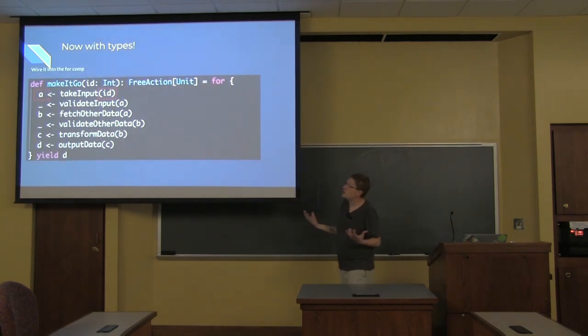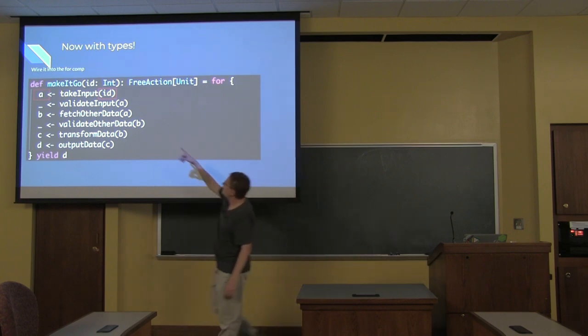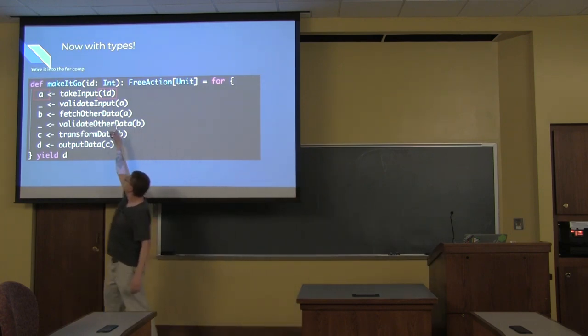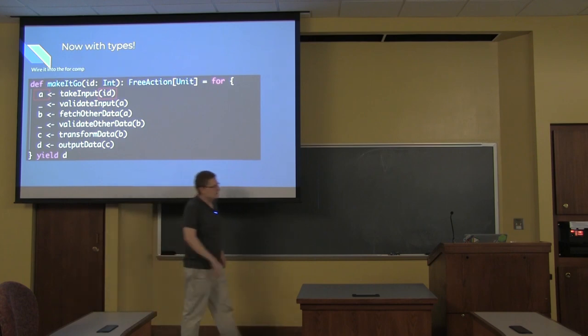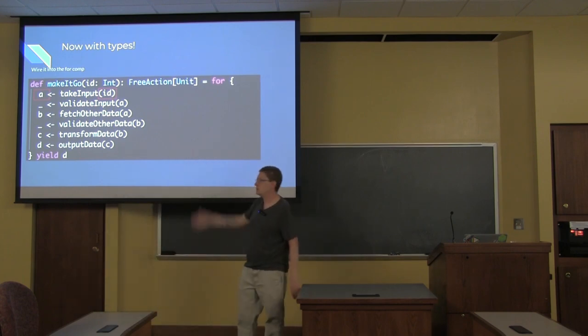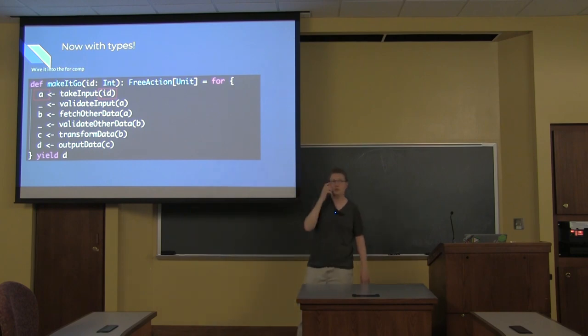And then you adjust your for comp. So we've got our input up there at the top. So take input, takes an int, returns a string. We take a string, return unit. We take a string, we return, I think, a double at that point. So now we've just wired it all together with our types. We can read it all the way through. The compiler knows all of the types for us. We don't have to play with it anymore.